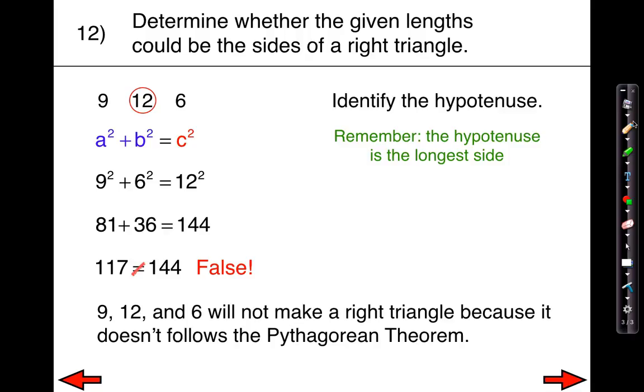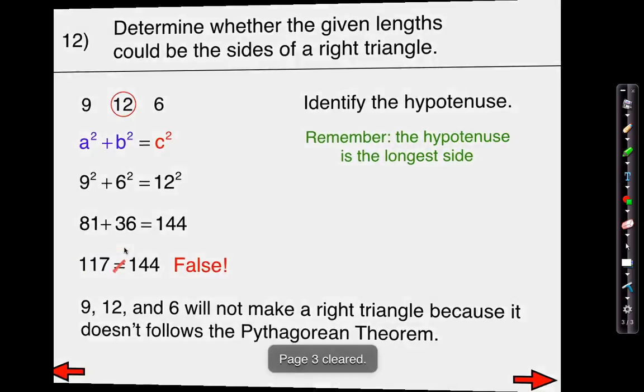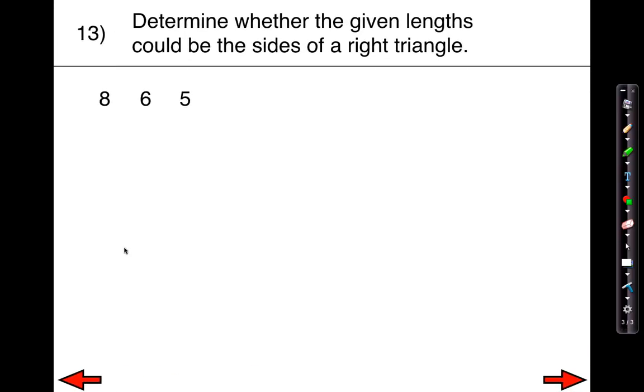Therefore, it means 9, 12, and 6 will not make a right triangle because it does not follow the Pythagorean theorem. And again, in your homework, as proof, you're going to write in this statement right here that 117 does not equal 144. Okay, so now let's take a look at a couple more examples.